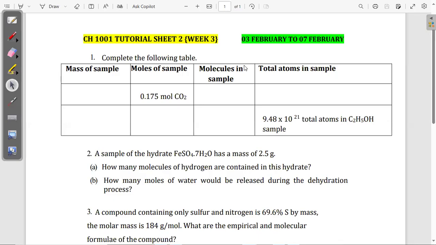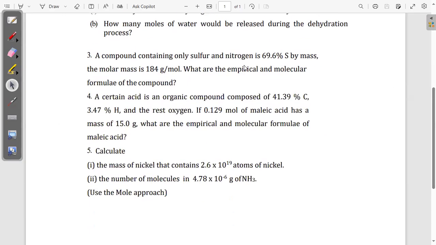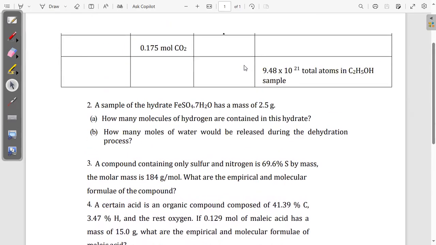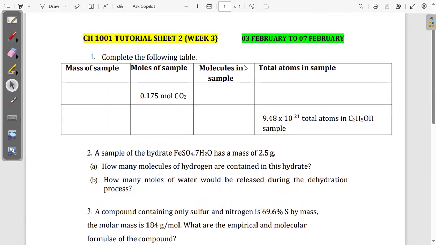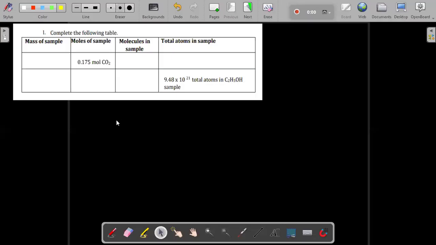So in this video, we are going to answer chemistry tutorial sheet 2. As you can see, these are the questions here. We have question one, two, three, four, five. So we're going to solve all these questions in this tutorial sheet. Let's go on our board here and begin solving question number one.